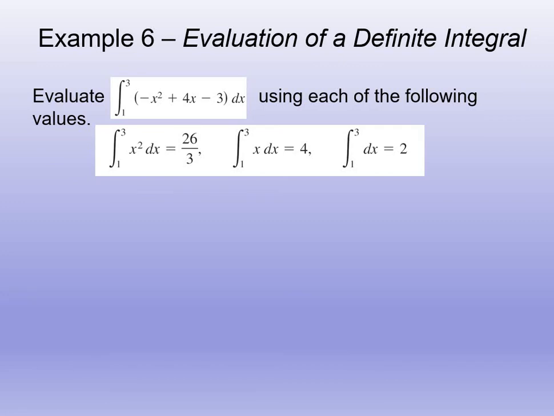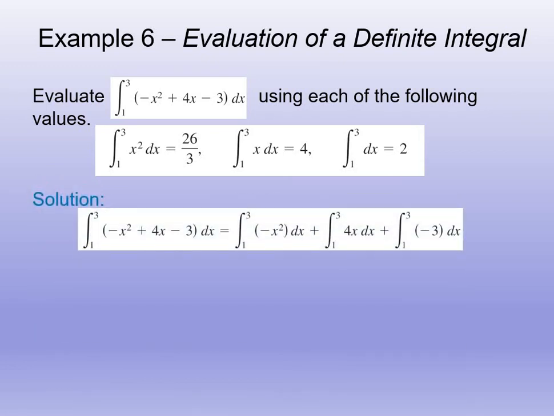We're going to use the following values. The integral from 1 to 3 of x squared dx has a value of 26/3. The integral from 1 to 3 of x dx is 4. And the integral from 1 to 3 of dx is 2. It's giving us defined values, and we're going to use those 3 and apply them. We have a negative polynomial, so we can factor out a negative first before we do these, or we can keep it in if we want to. Whatever works easiest for you.